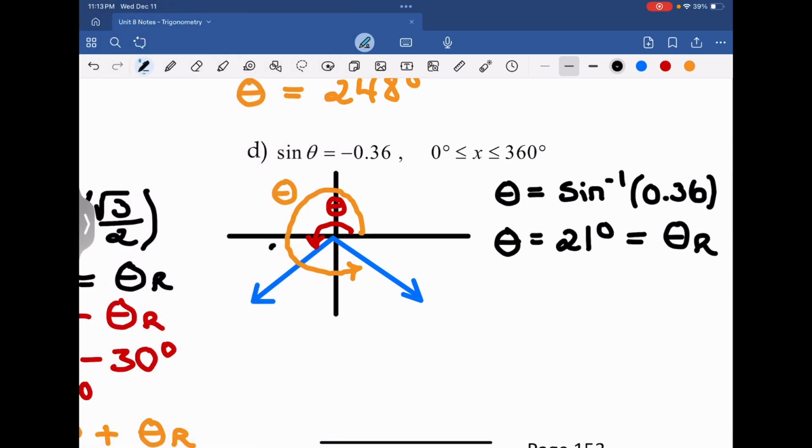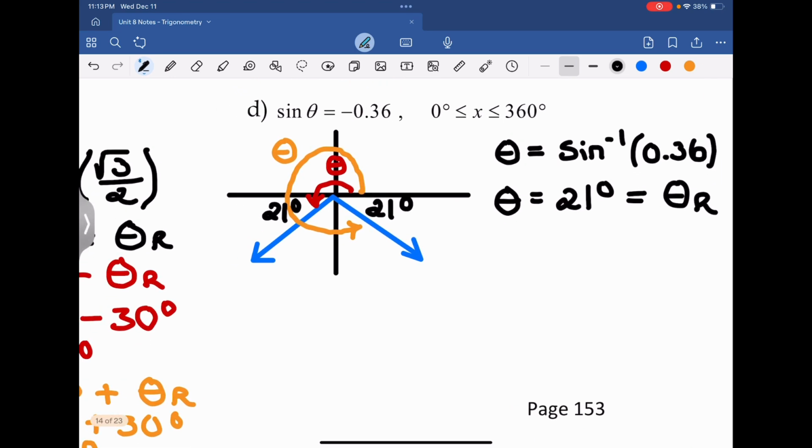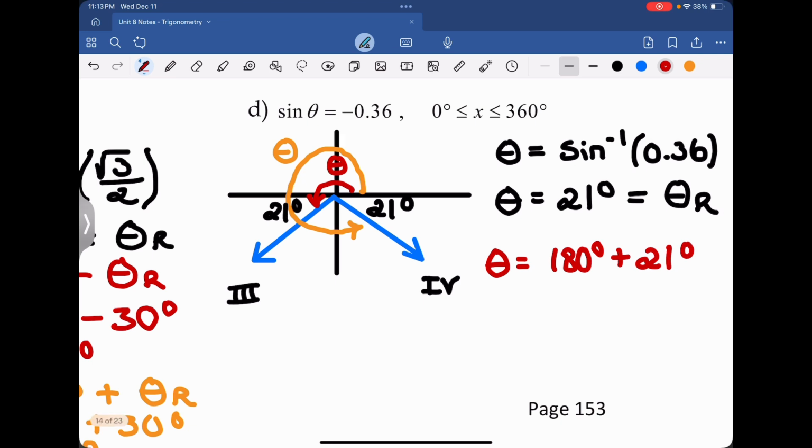And now on our triangle, we can sketch this in and say, well, 21 degrees is here, 21 degrees is here, because it's always between your terminal arm and the x-axis. And so now, if we know that this is quadrant 3, and this is quadrant 4, or quadrant IV in Roman numerals, then in order to figure out our two solutions, let's do these here. Theta is equal to, the first one is going to be 180 plus the reference angle, which is 21 degrees.